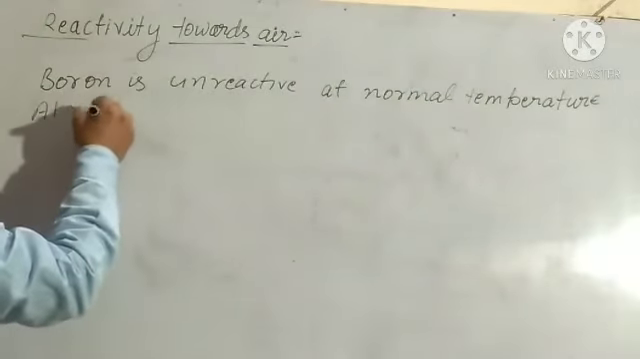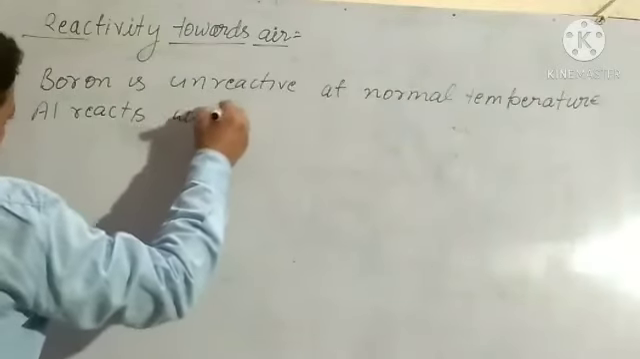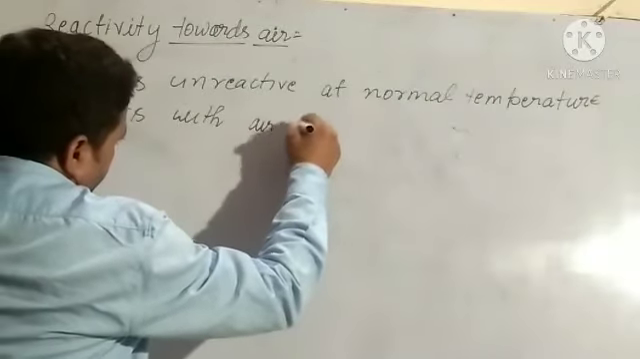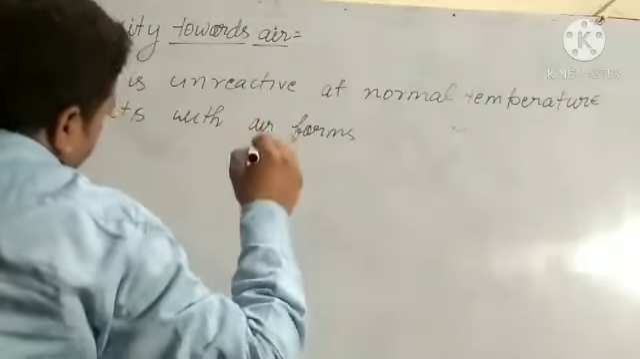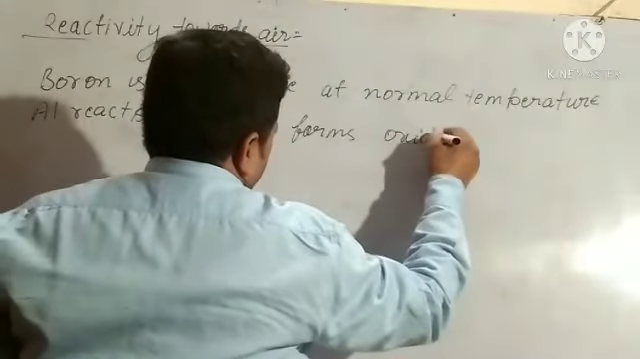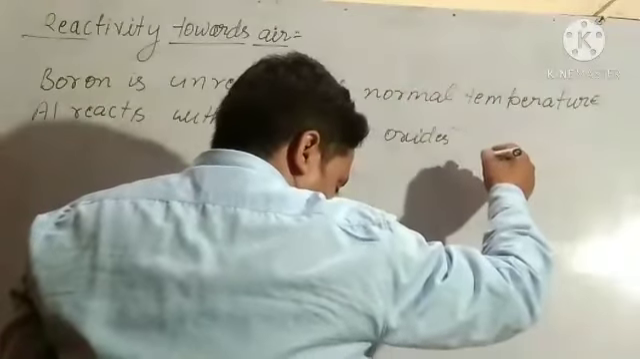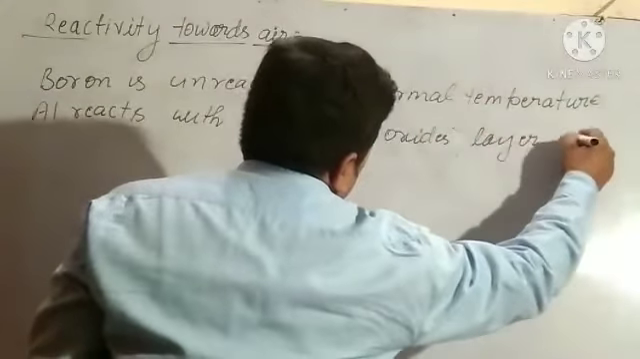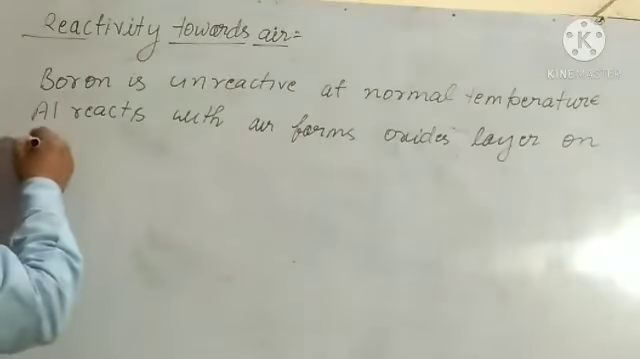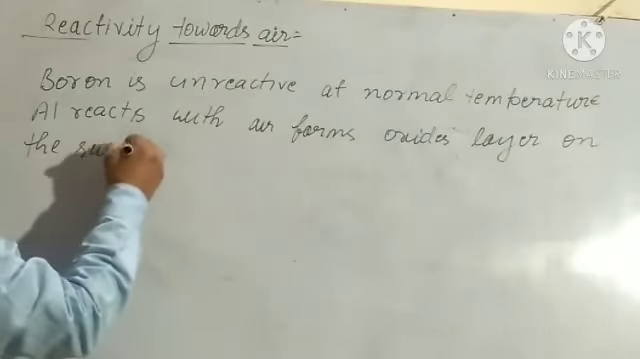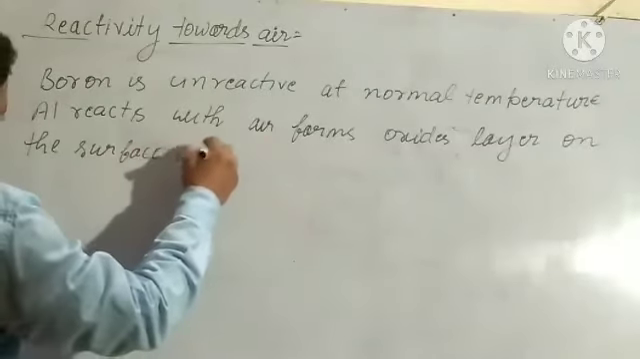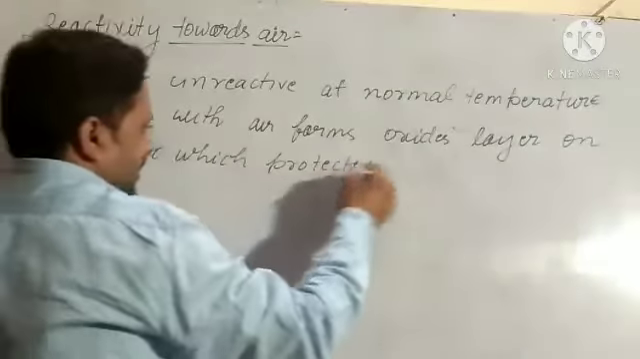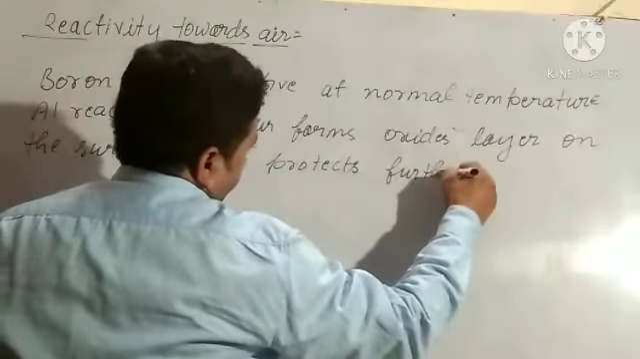Aluminium reacts with air and forms an oxide layer on the surface, which protects it from further attack.